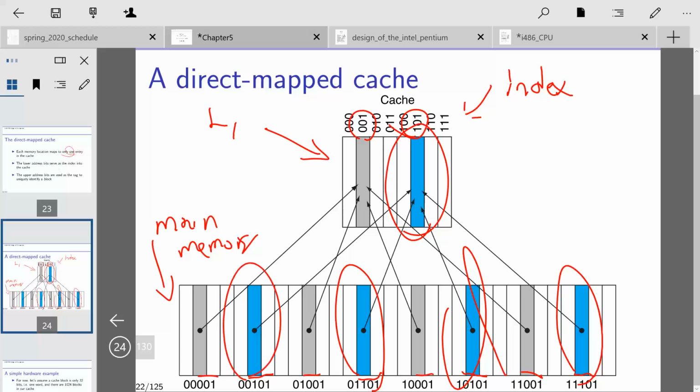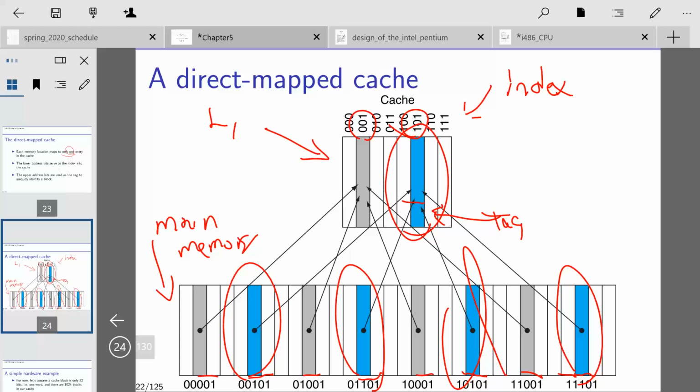Well, what you do is you store these upper bits in the cache, and that's our tag. The tag allows us to identify which of these blocks it actually is. So you take the remaining bits after you've chopped off the index, and that becomes your tag.